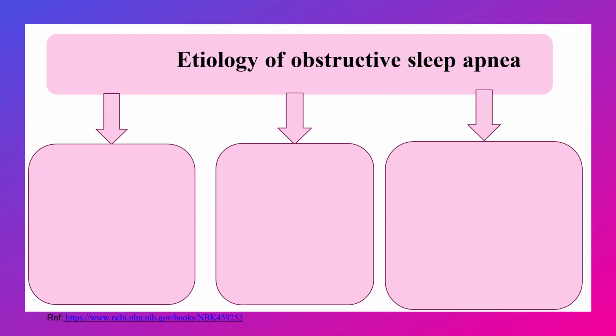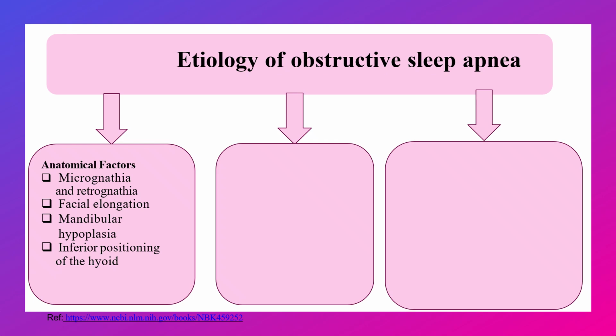The etiology of obstructive sleep apnea is characterized into anatomical factors, non-anatomical factors, and associated medical disorders. The anatomical factors include micrognathia and retrognathia, facial elongation, mandibular hypoplasia, and inferior positioning of the hyoid bone. All of these structures lead to narrowing of your airway.